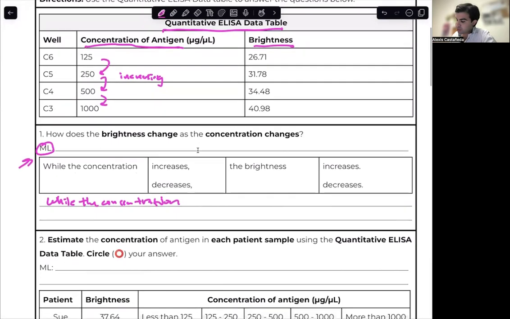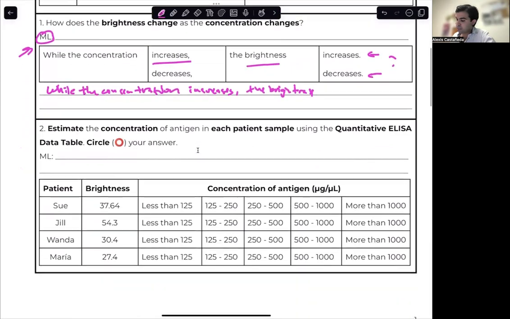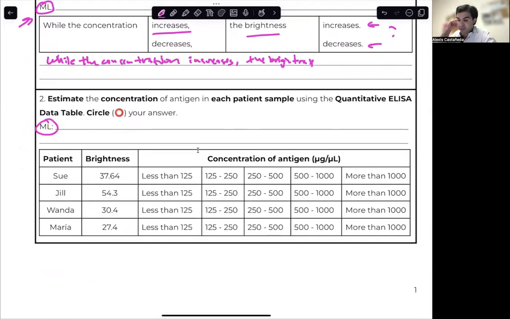So while the concentration increases, the brightness, how does the brightness change? Does the brightness increase or decrease? You're going to pick which one of these two answers is going to help you answer the question. Same here, you can translate the question into your home language.